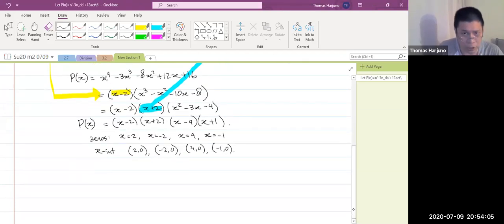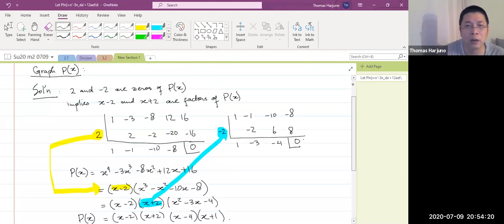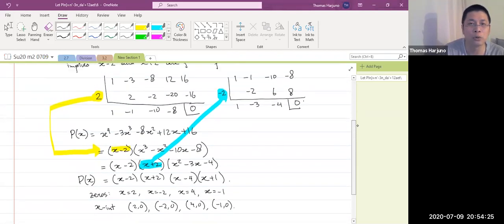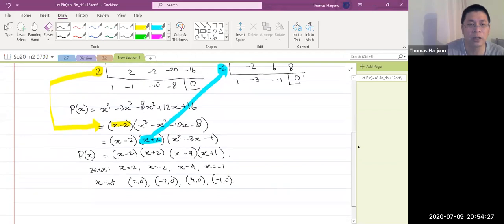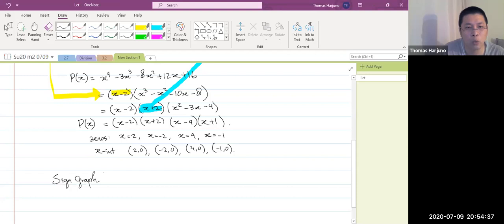The technique I show you here, you don't see that in our book, at least not explicitly. Our textbook tried to explain too many things at once in 3.1. What I try to do is to connect what we learned just now, remainder theorem, synthetic division, and then go to factor theorem. Now I get the x-intercepts, and then I try to relate to something else, the sign graph that we learned in 1 point something. Okay, sign graph for P(x).